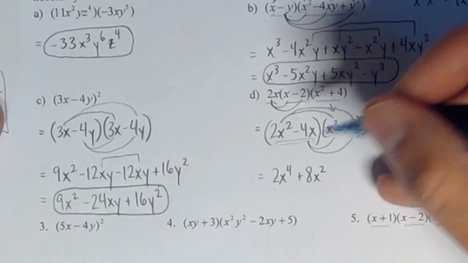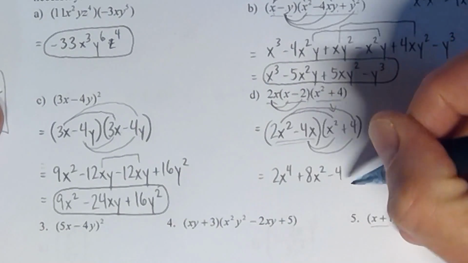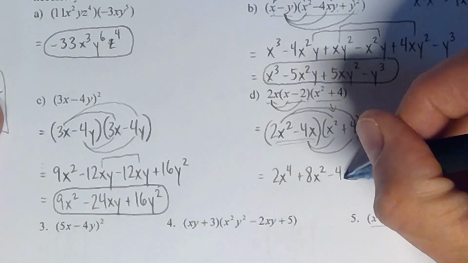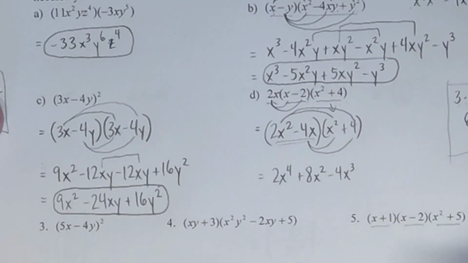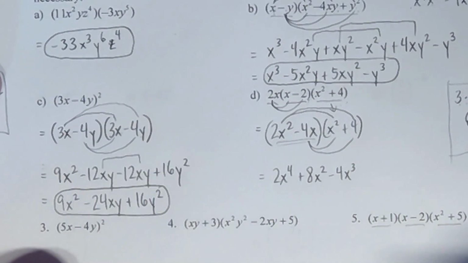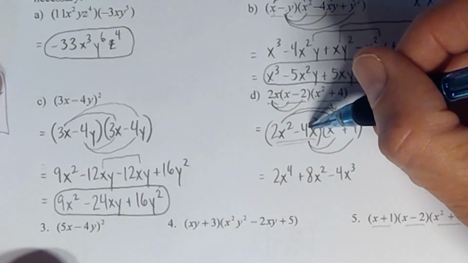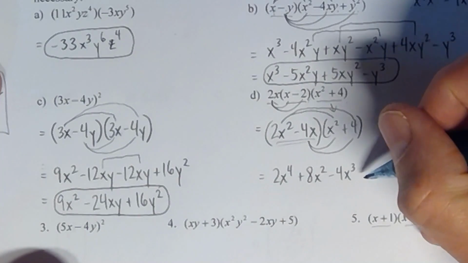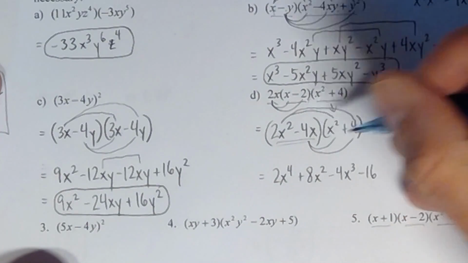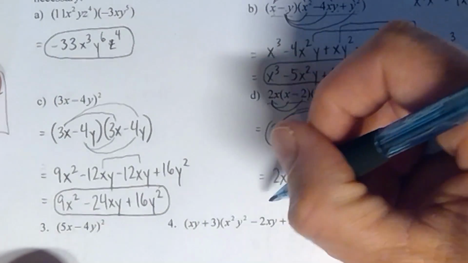Negative 4x times 1x squared. Negative 4 times 1. x and x squared gives me x to the 3rd. Again, we're multiplying here. We're not combining like terms yet. Negative 4x times 4: negative 4 times 4 is negative 16, and then the x just comes on down.